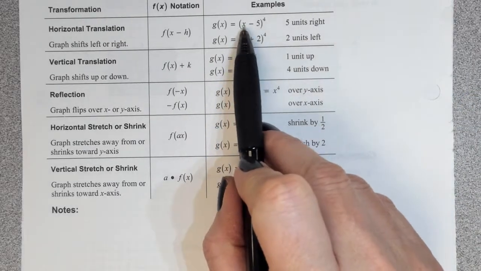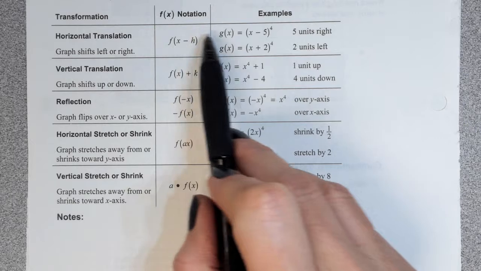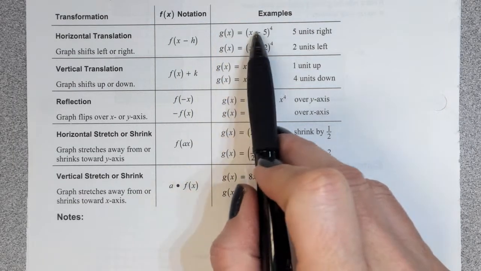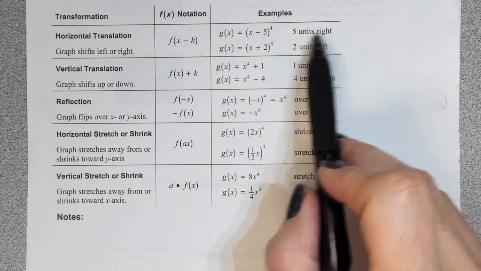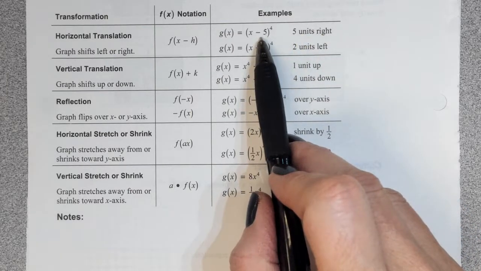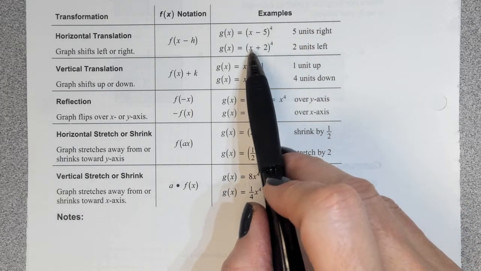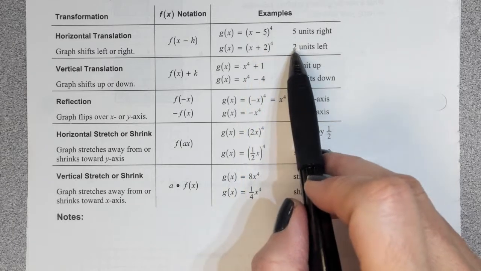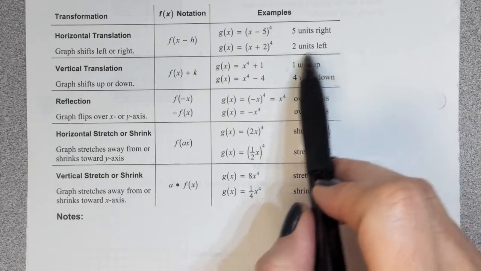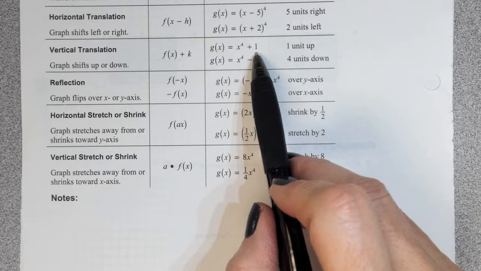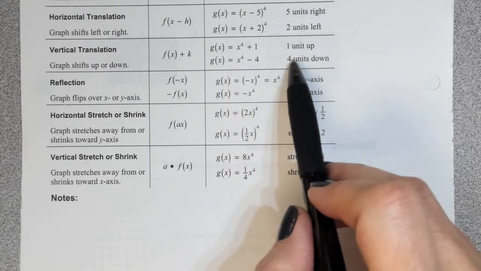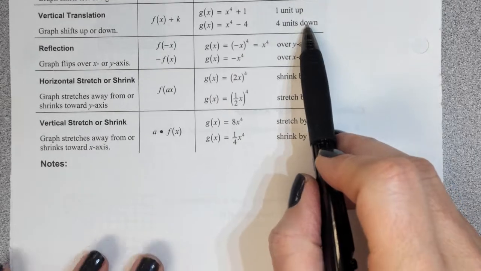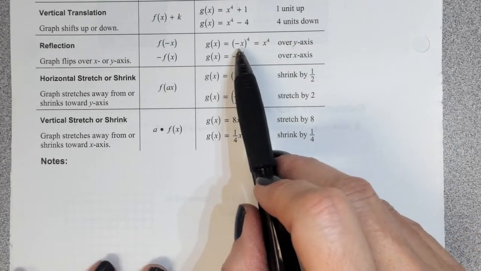So notice this. If we replace x in our function with x minus 5, that's going to take our function 5 units right. It's the opposite of what you would think. If we replace the x with an x plus 2, that's going to take us 2 units left. If we add 1 at the end of the function, it takes us up 1. If we subtract 1 at the end of the function, it takes us down 1. This is all review of stuff we did earlier.